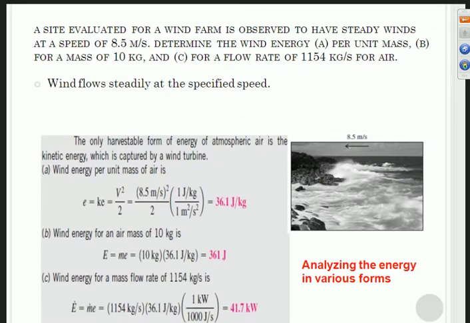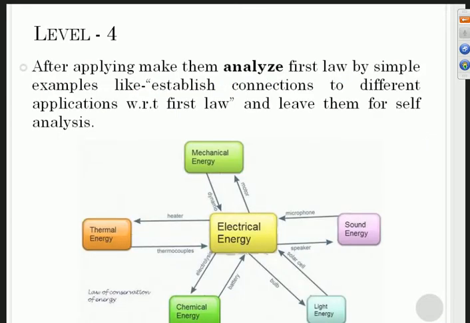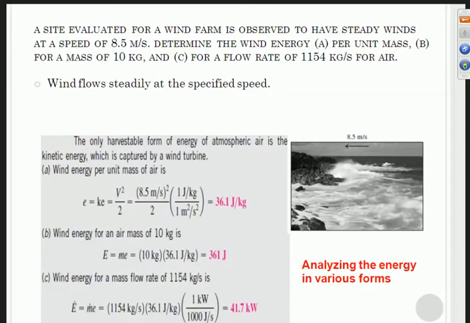So how can it be analyzed if we give some real-time problem? Let us consider a site evaluated for a wind farm, observed to have steady winds at a speed of 8.5 meter per second. Determine the wind energy per unit mass for a mass of 10 kg and for a flow rate of 1154 kg per second for air.